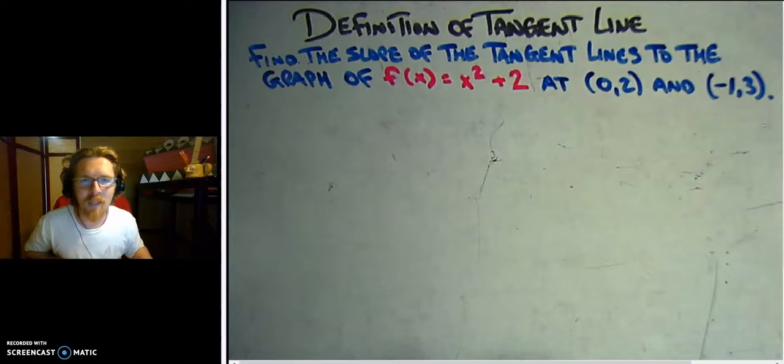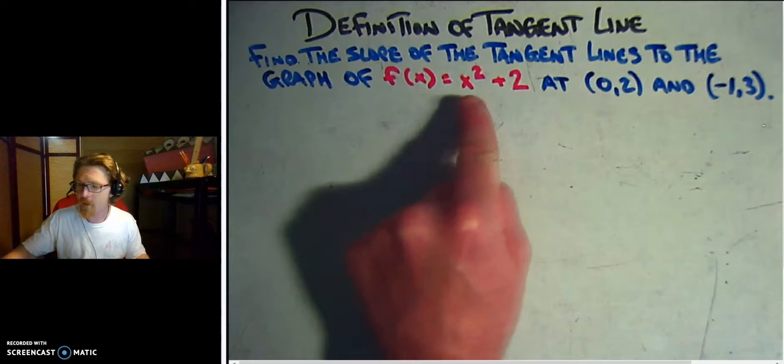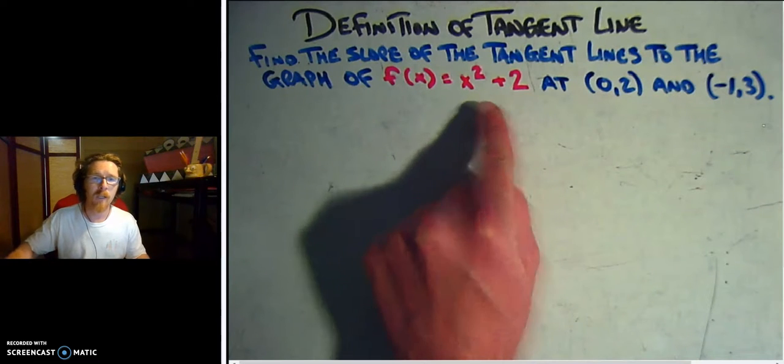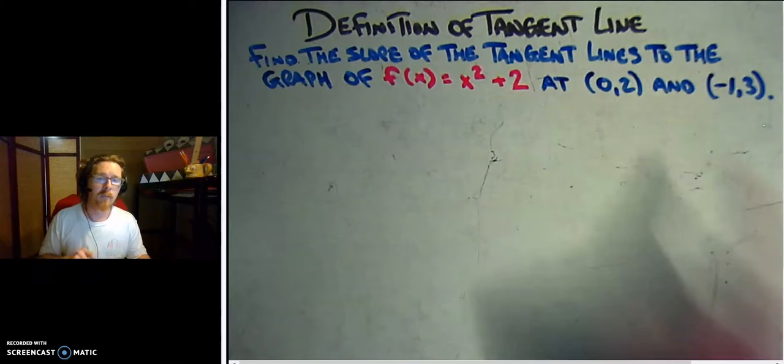Hi Math, I'm Andy. Today we're going to look at the definition of a tangent line and use that calculus concept to find the slope of the tangent lines to the graph of f of x equals x squared plus 2 at 2 points, (0, 2) and (-1, 3).